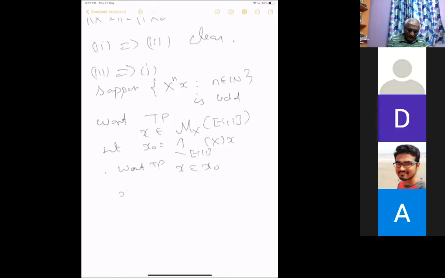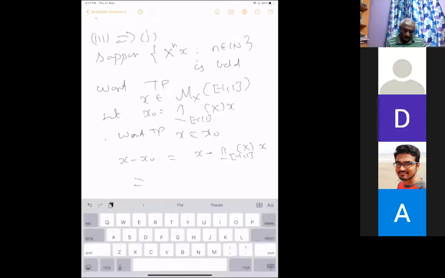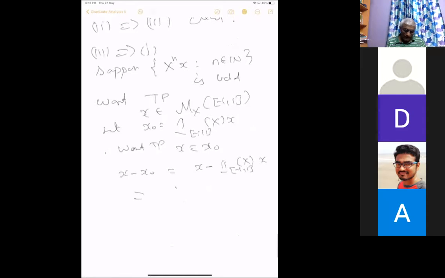Now let us consider x minus x naught. What is x minus x naught? Which is just x minus the projection onto -1, 1 of x acting on x, right? That is equal to, this is just identity times x. So which is equal to 1 on the real line minus this -1, 1 times x, right?